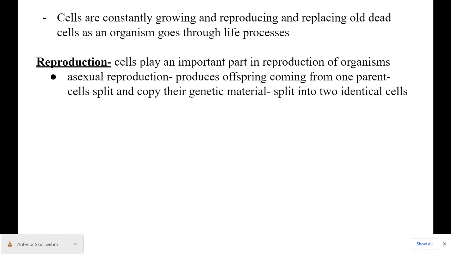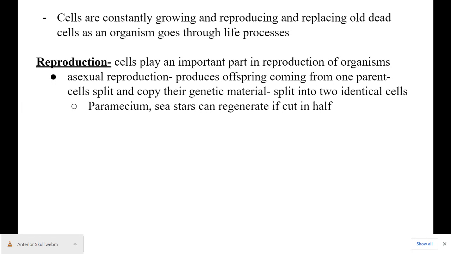So how does this happen? Well, it's through reproduction. Cells play an important part in the reproduction of organisms. There are two types of reproduction. The first type is called asexual reproduction. This is when offspring is produced from a single parent. Basically, one cell splits, it turns into two cells, and these cells are identical to each other. Now that one cell becoming two has reproduced and created two new cells.